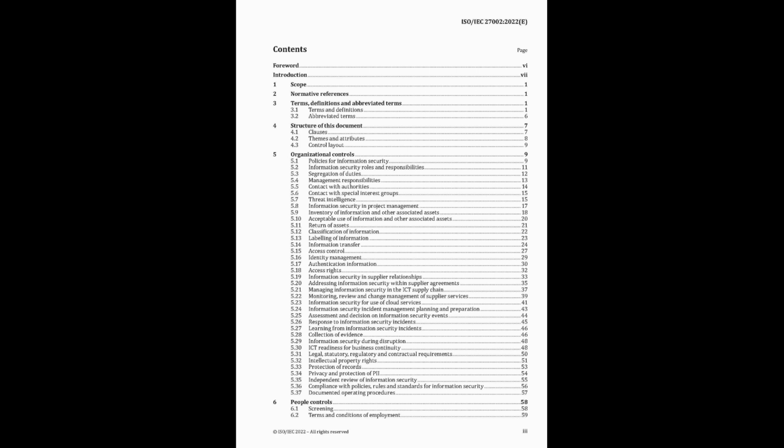5.36, compliance with policies, rules, and standards for information security. Yeah. Are people actually following the rules? Essentially, yes. Monitor and review compliance with internal policies, rules, and relevant external standards. Purpose: ensure practices are being followed. Regular checks address non-compliance. And finally, 5.37, documented operating procedures, the how-to guides for security tasks.